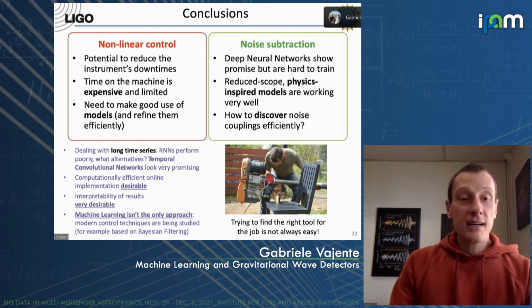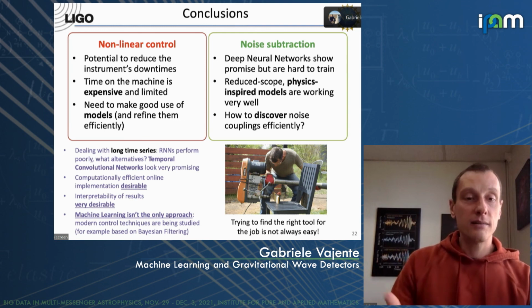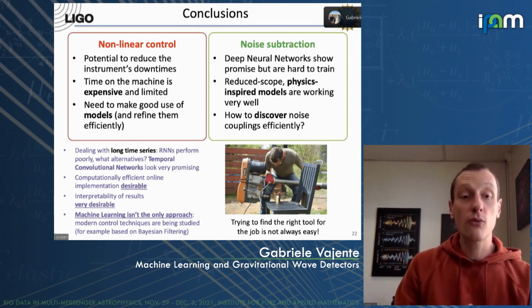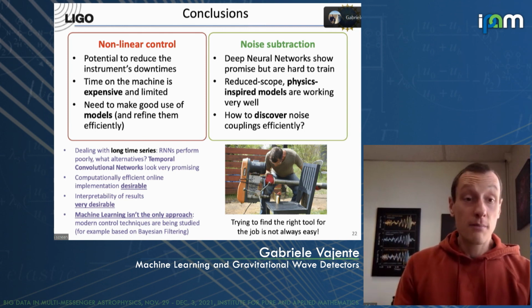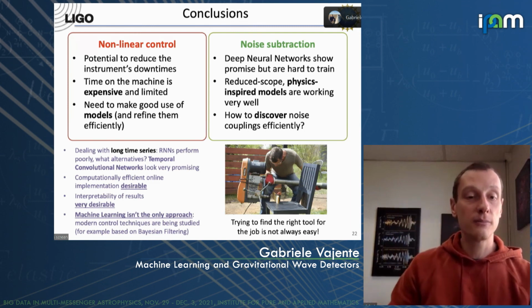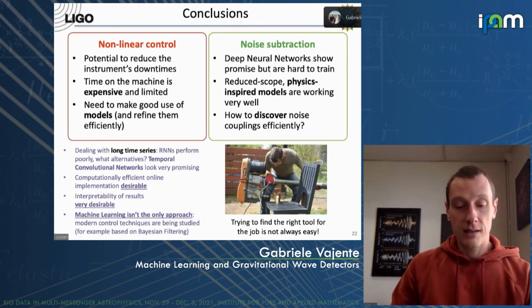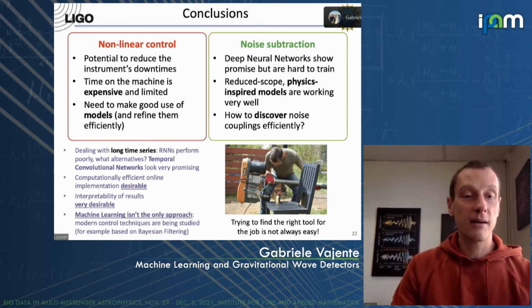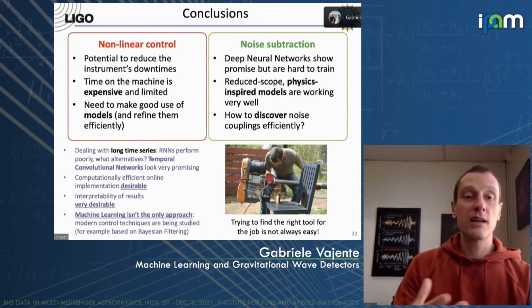The problem here is that we are dealing with long time series. So neural network approaches like recurrent neural networks perform poorly. So we need some alternatives. For example, temporal convolutional networks look very, very promising. So there's a lot of work going on and a lot of research trying to implement machine learning approaches for this nonlinear control problem.